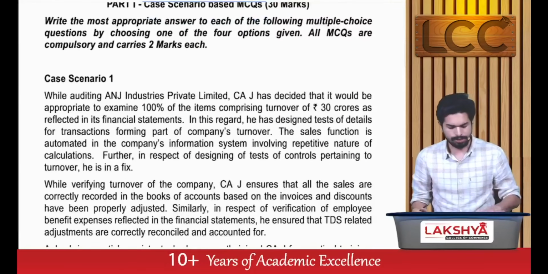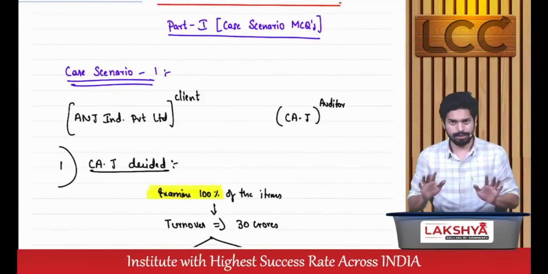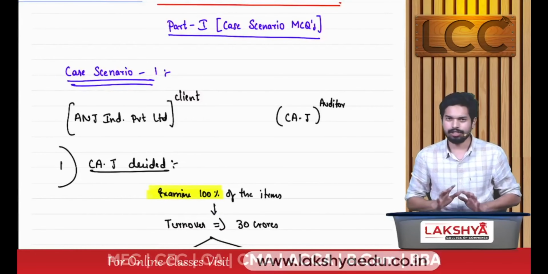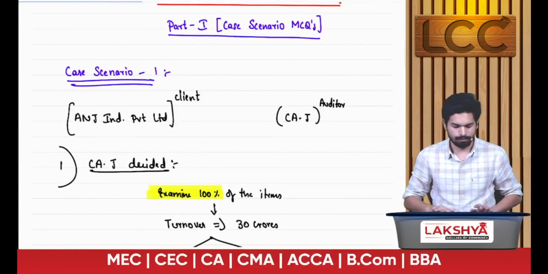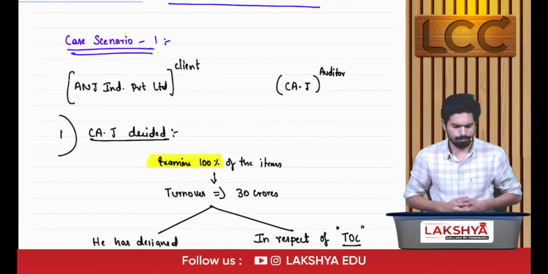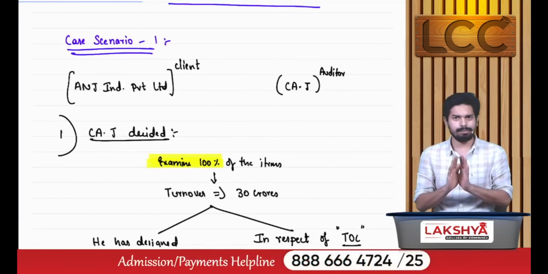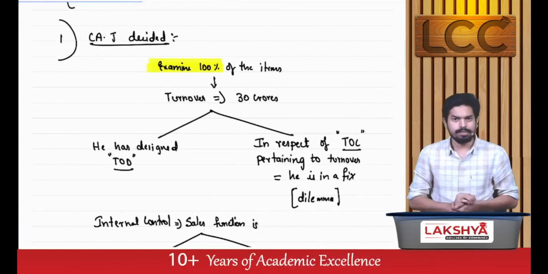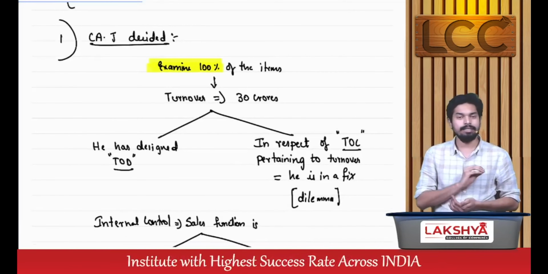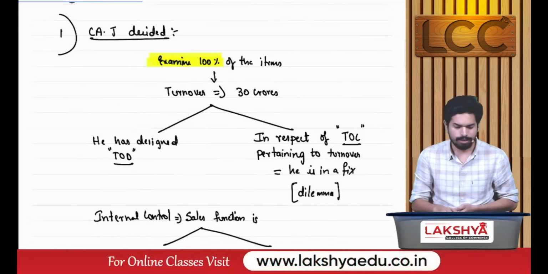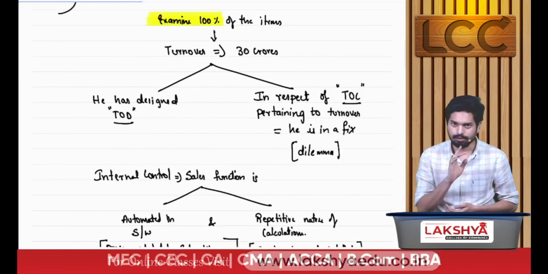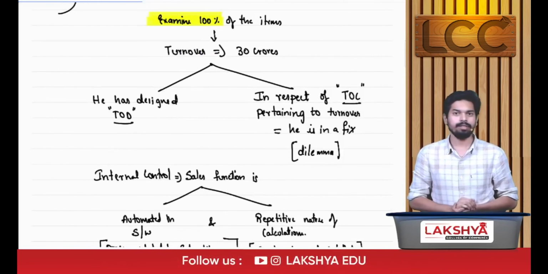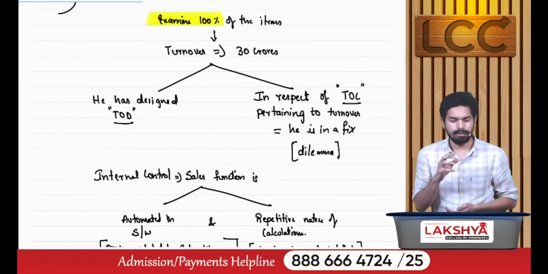So what I did is I've written the case study, all the case studies in a summarized way. Let's answer each and every MCQ with this. Okay, so once again, recall in the case scenario, first of all, client A&J Industries Private Limited and the auditor is CAJ. What happened in the first para? CAJ decided to examine 100% of the items relating to turnover. He has designed test of details for that, and in respect of test of controls pertaining to turnover, he is in a fix, nothing but he is in a dilemma.